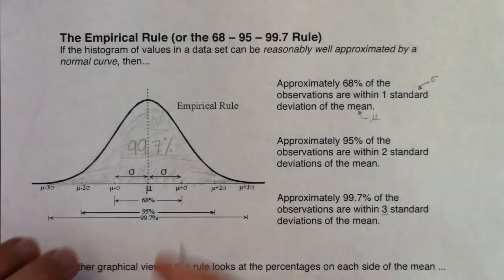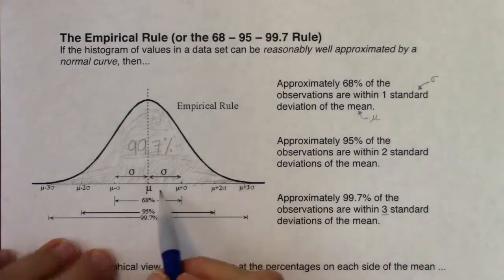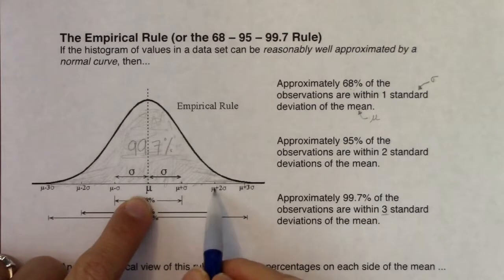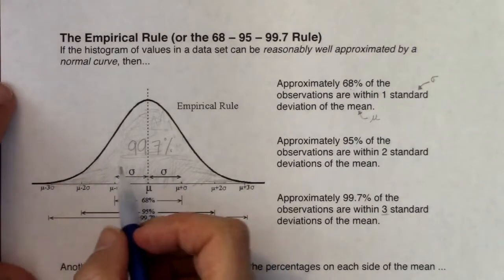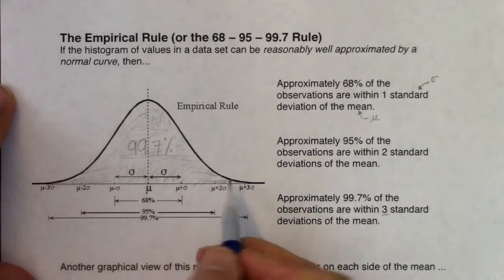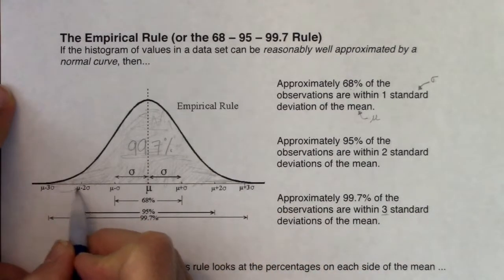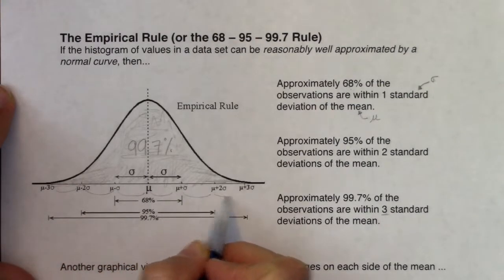When we take a look at this, I also just want to talk about how many standard deviations are down here. If I went 1, 2, 3 above the mean and 1, 2, 3 below the mean, there are actually 6 standard deviations on this x-axis. Here's a standard deviation, here's one, here's one, here's one, here's one, and here's one.